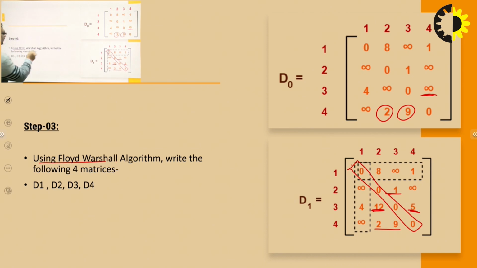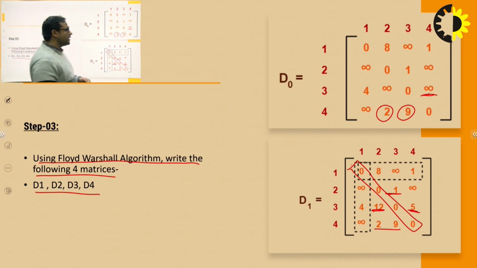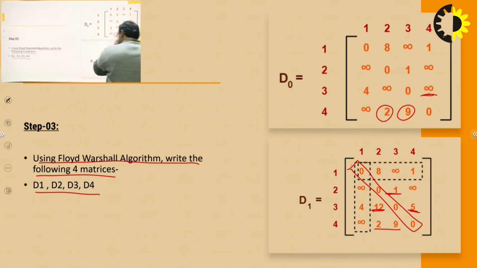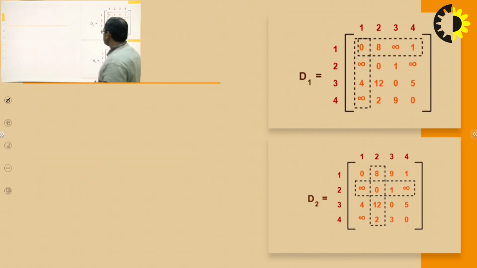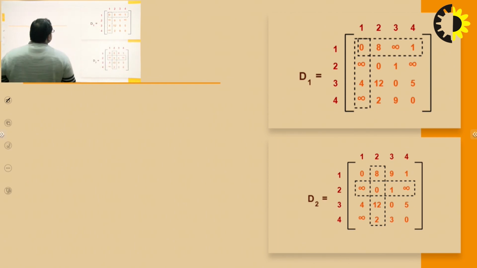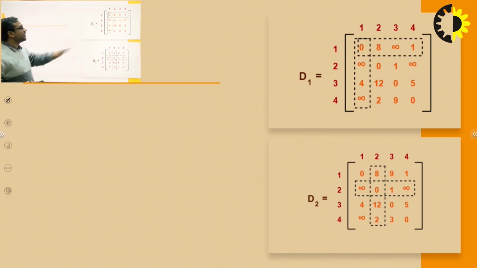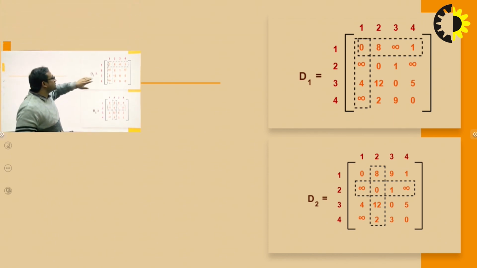So using the Floyd Warshall algorithm, write the following 4 matrices: D1, D2, D3, D4. So one by one we are going to calculate these matrices, D1, D2, D3 and D4. Next we are going to calculate D2. D2 is the matrix which I am going to calculate from D1. Okay, so this is the D1 matrix.